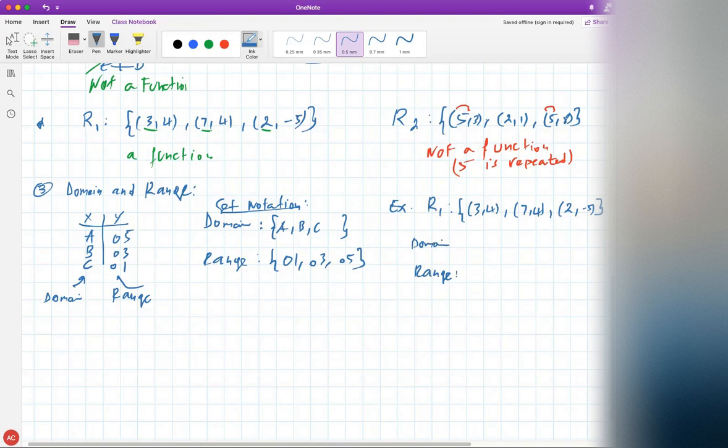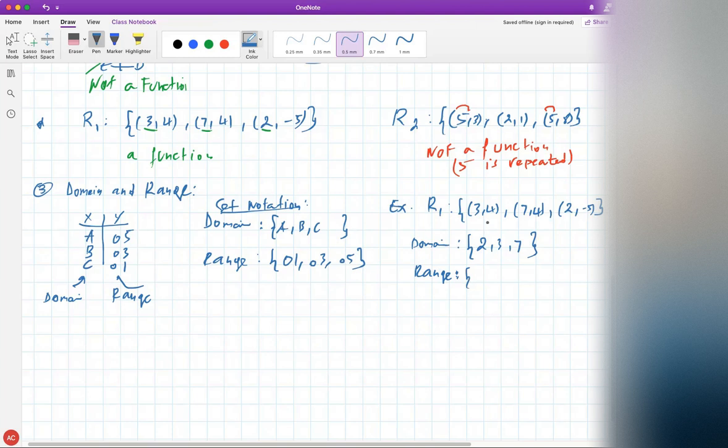Because they're two separate groups. So domain again, colon, curly braces. What elements of the domain go inside these curly braces? First set: 3, 7, and 2. That's right. We have 3, 7, and 2, and we arrange them 2, 3, 7. That's it. Then the range is basically the second element.